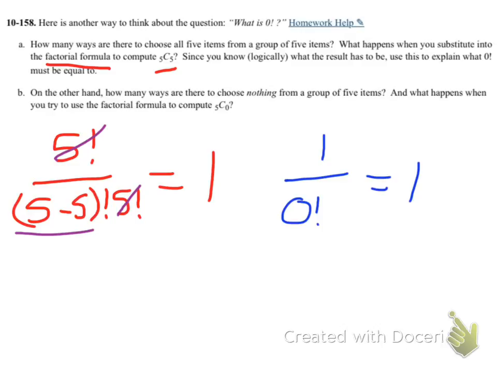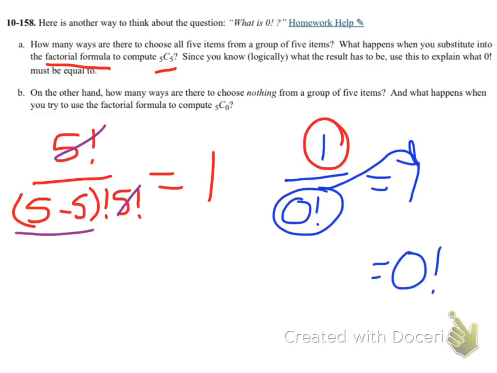If I wanted to cross multiply then here, 0 factorial times 1 is going to equal 0 factorial. So now I have 0 factorial equals this, which is 1.